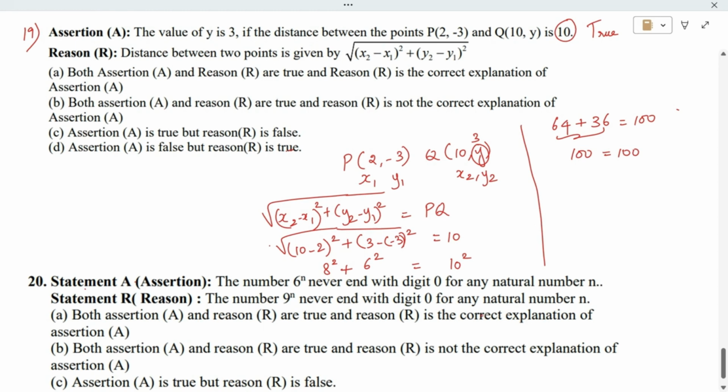Now come to the reason. The distance between 2 points is given by the formula root of (x2 minus x1) the whole square plus (y2 minus y1) the whole square. Yes, it is true, isn't it? So both the assertion and reason are true, and R is the correct explanation of the assertion, which means the option is A.